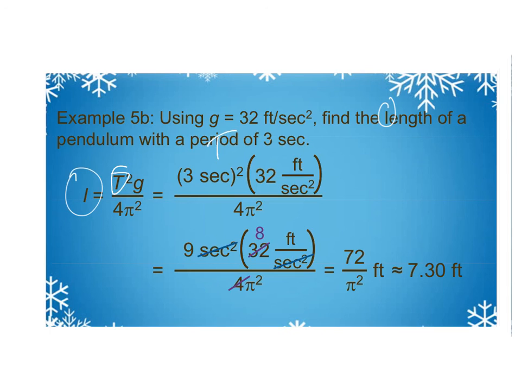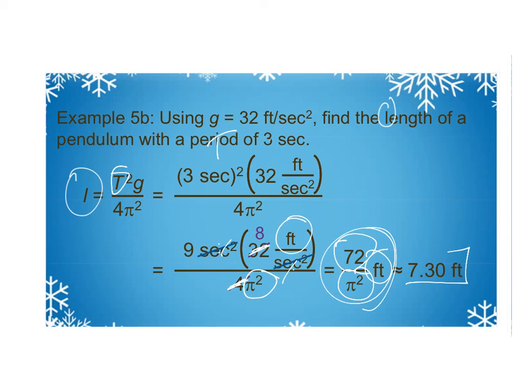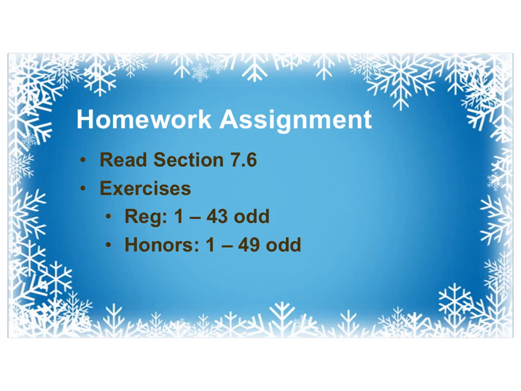Most of this I can simplify. Notice I have seconds squared over seconds squared, so those disappear. I now have feet. 9 times 8, because the 4 crossed out with the 32 to give me an 8. 9 times 8 is 72. This pi squared is left in my denominator, and I'm left with feet. Okay, so the length is, if I plug all of this in my calculator, 7.30 feet. And that's my answer. Okay, and that's the end of today's lesson.